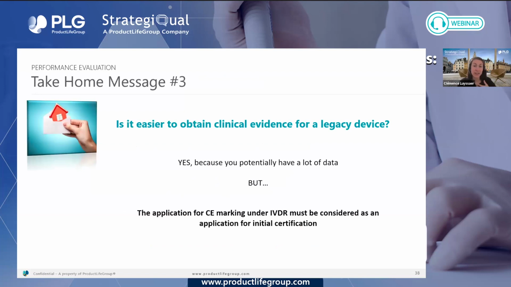So the question is, is it easier to obtain clinical evidence for a legacy device? The answer is yes, of course, because you may have a lot of available data. But the application for CE marking under IVDR must be considered as an application for initial certification. It means that the use of the data available in the context of IVDR should not be considered systematic. You must ask yourself whether this information is relevant today for the evaluation of this version of the device.